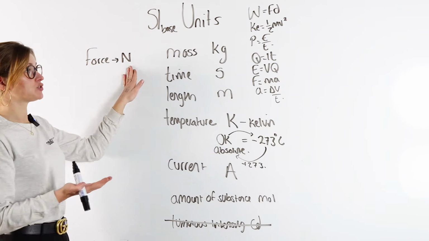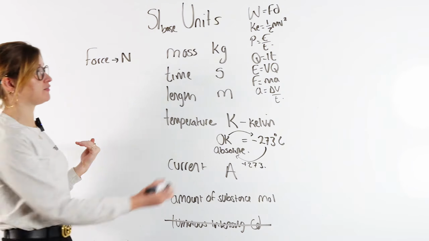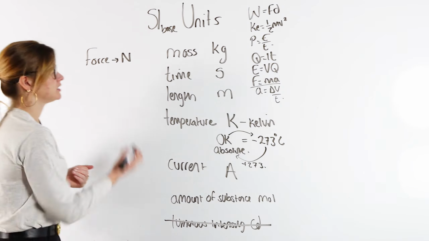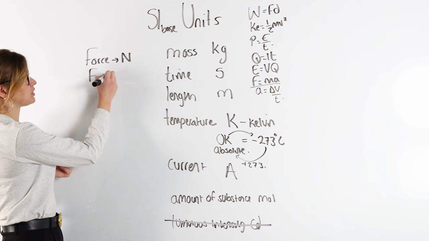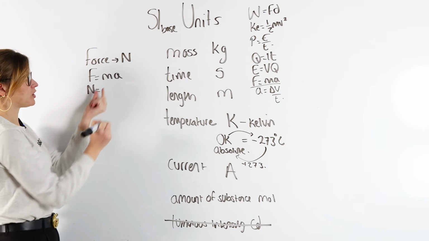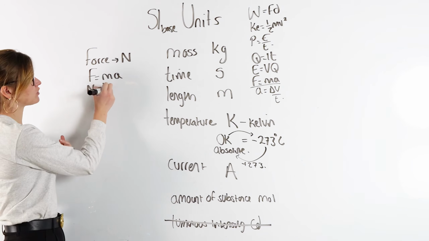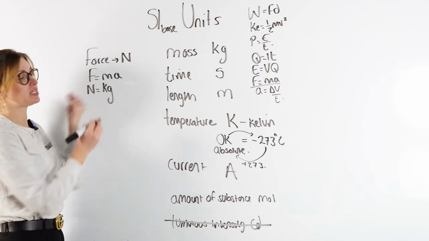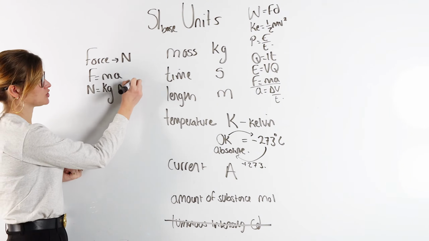So force is measured in newtons, so I'm thinking, how can I write a newton better? And I'd think about this equation, F equals ma. So I'd write, I know a force is equal to a mass times acceleration. So I know that a newton is equal to a mass, which is always measured in kilograms, times acceleration, and acceleration is meters per second squared.